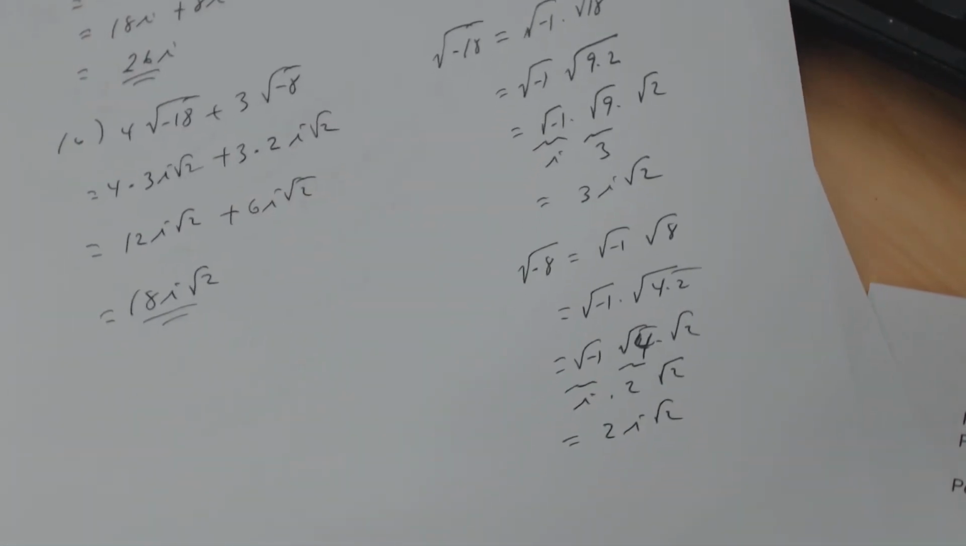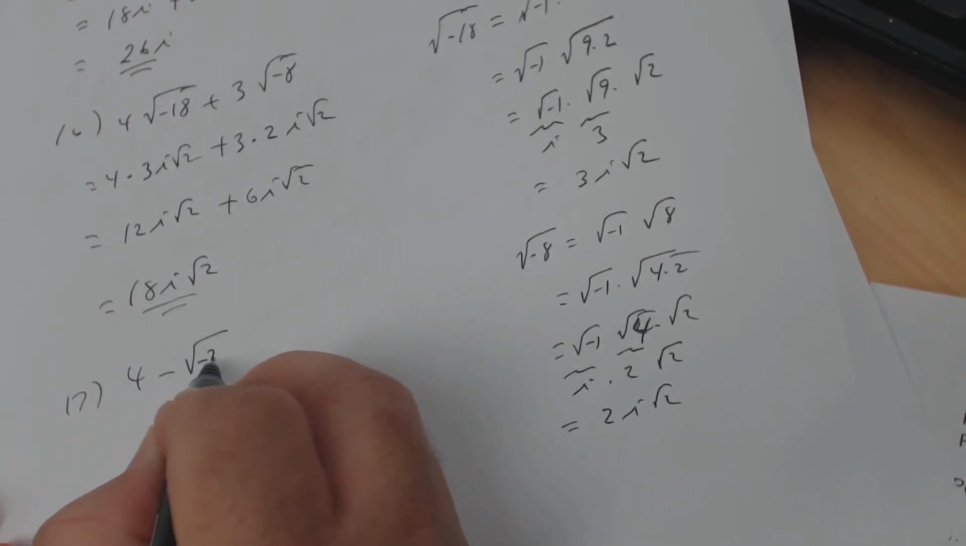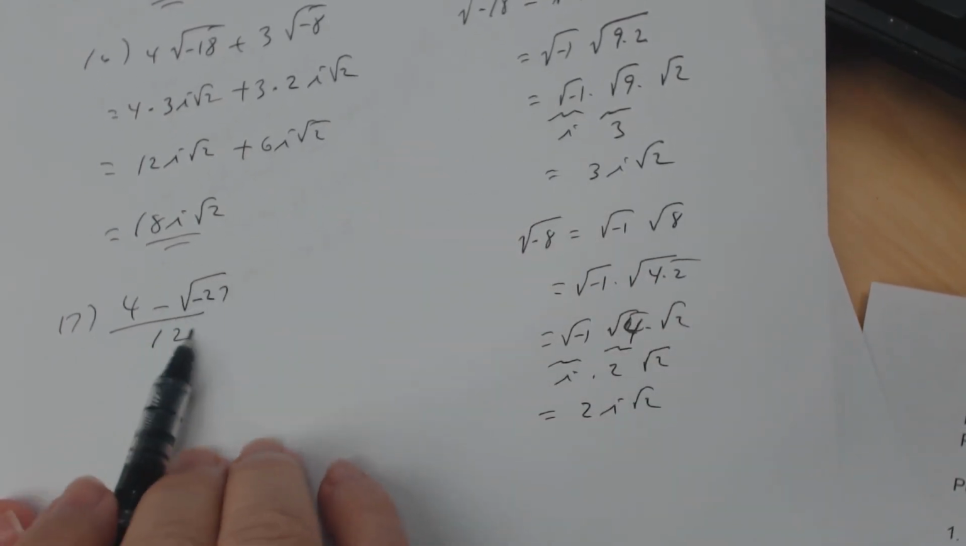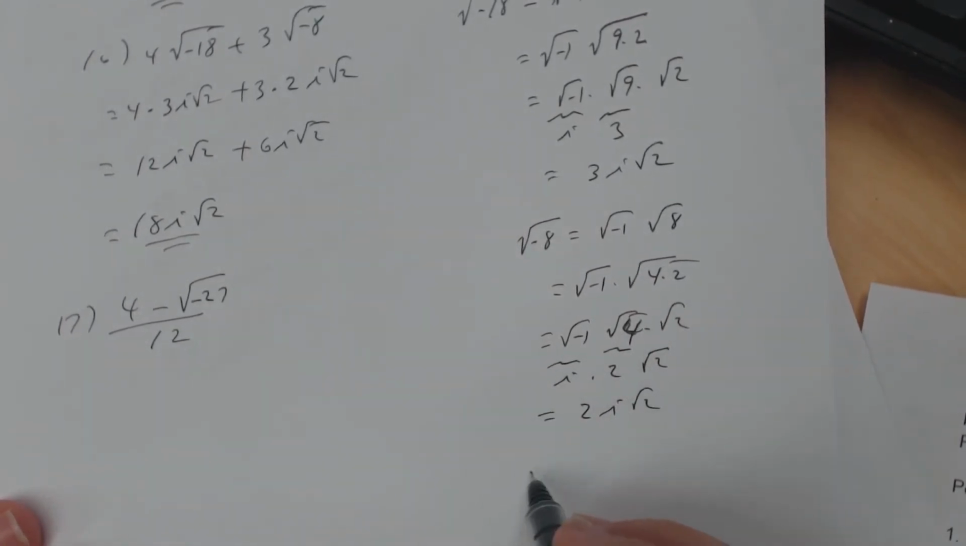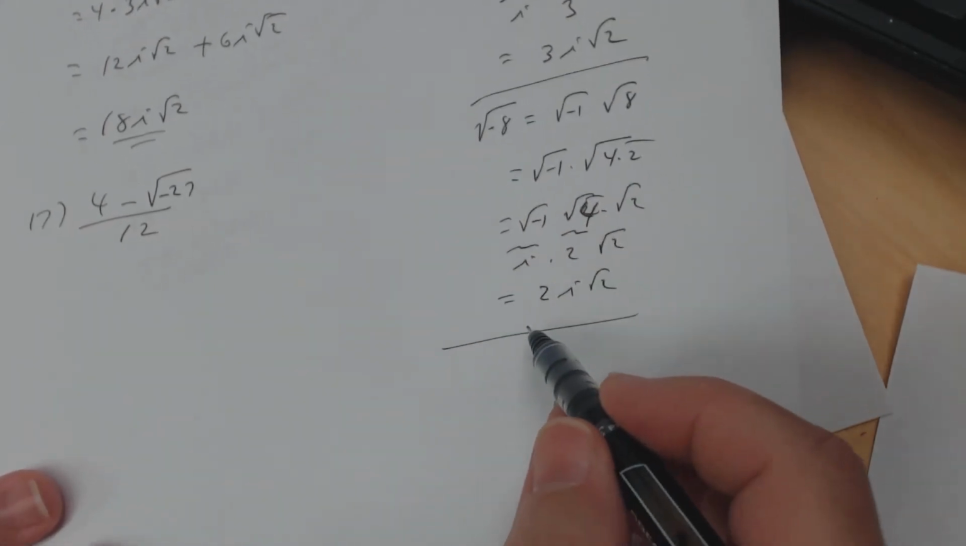Okay, number 17. You have 4 minus the square root of negative 27, all divided by 12. So again, just like you did before, you want to try and simplify the square root of negative 27. So let's figure out what that is. Square root of negative 27.